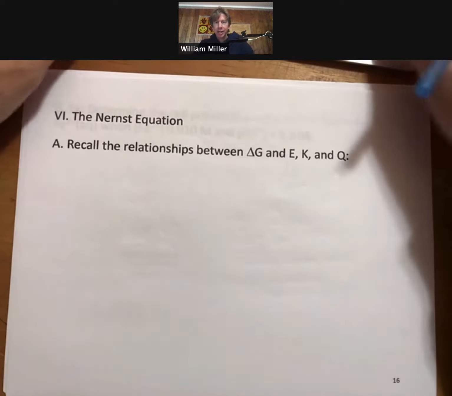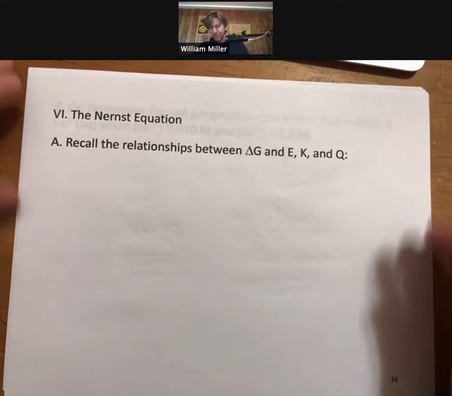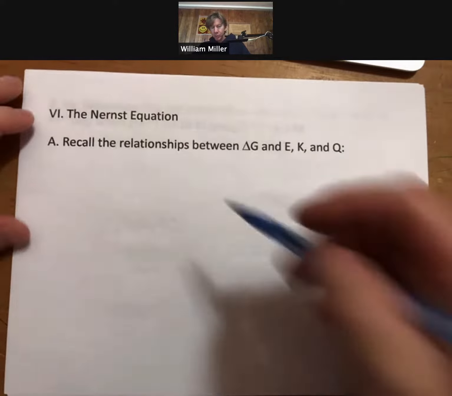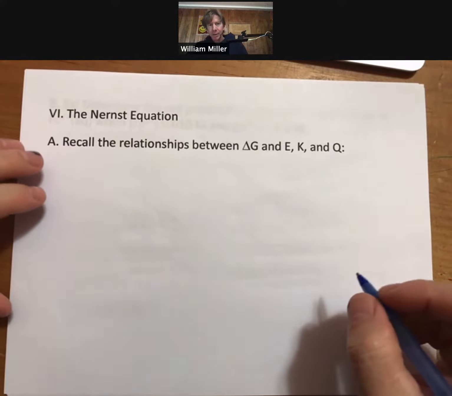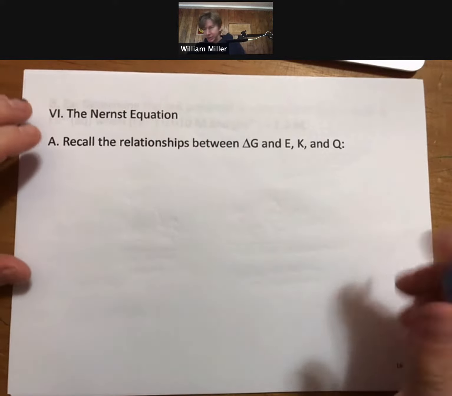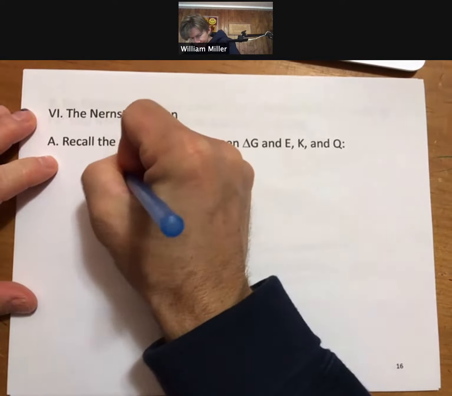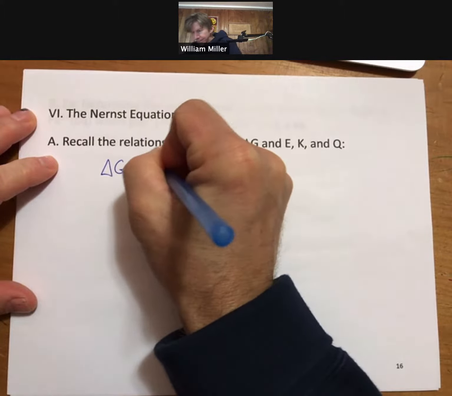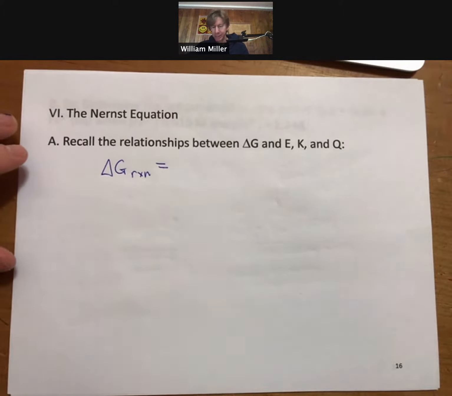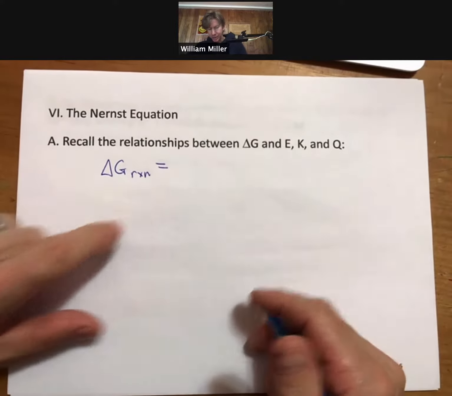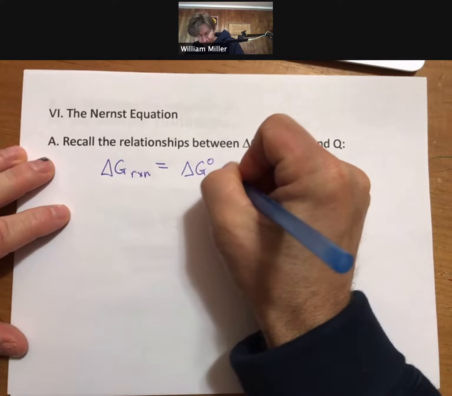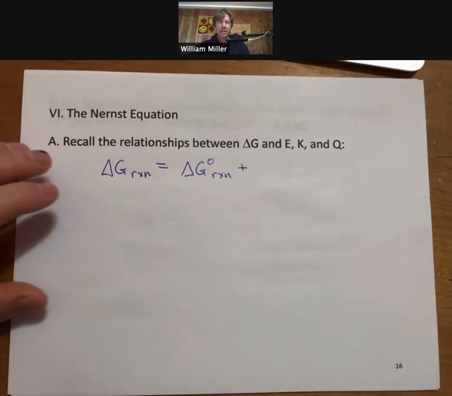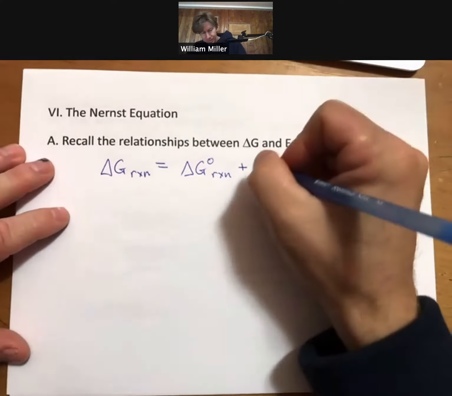Now let's do a justification, I don't think we can call it a derivation, for the Nernst equation. If you'll remember from the thermodynamics chapter, we had an equation that said that delta G reaction equals delta G not reaction plus RT ln Q.